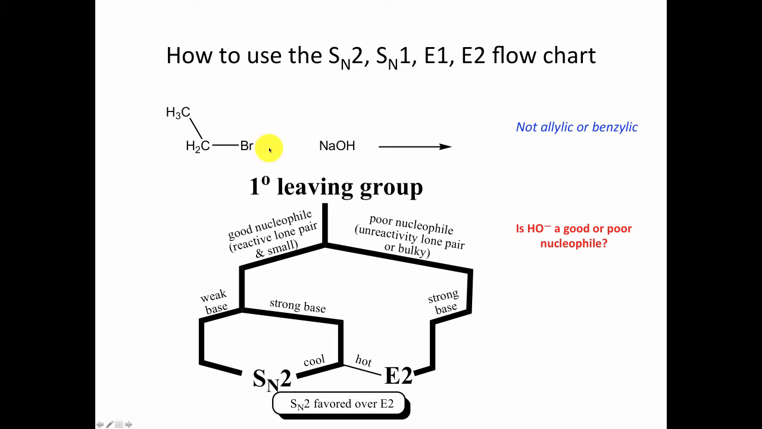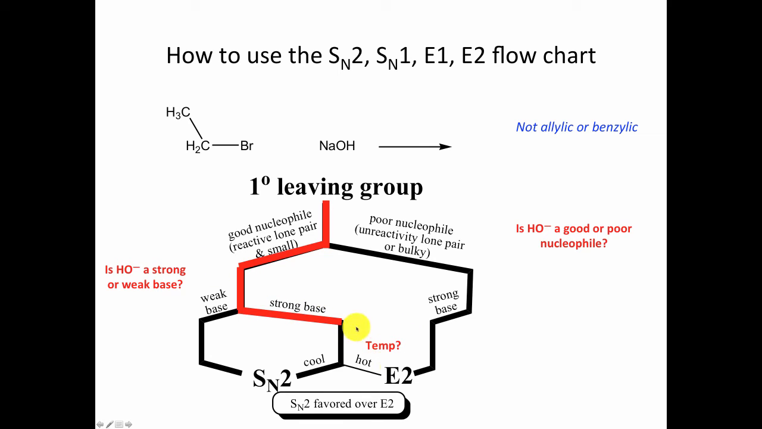In this particular reaction, you can ask yourself, because you know that this is Na plus OH minus, is the OH a good nucleophile? It's small, it's negatively charged, it's not delocalized, that makes a good nucleophile. So we would follow the chart down the pipe that says good nucleophile. Second question to ask is if OH is a strong or a weak base. OH minus is a relatively strong base. So we follow the chart down to the strong base branch.